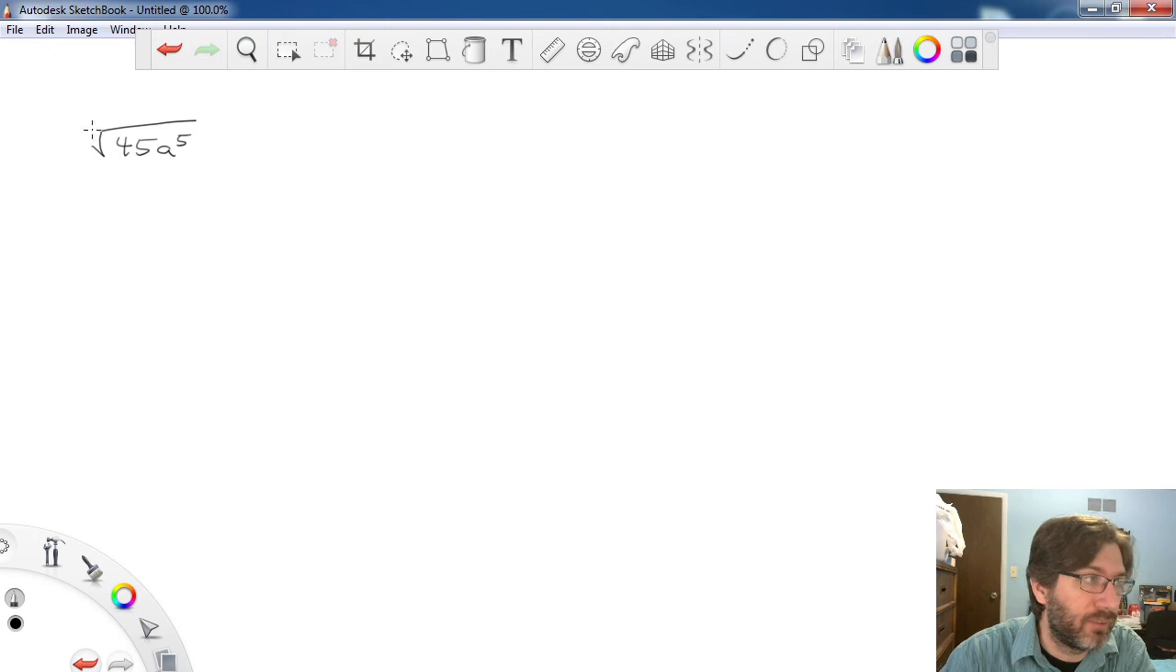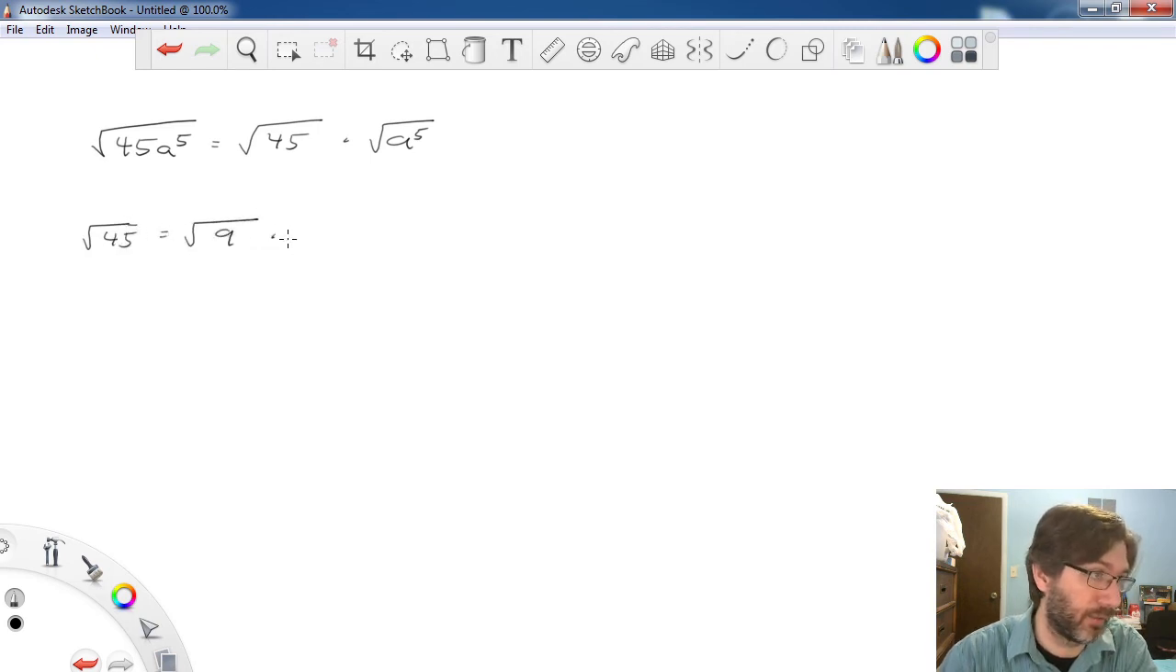So I'm going to break this up into its factors. I need a factor of 45 that's a perfect square, and I need a factor of a to the 5th that's a perfect square. So I am going to pull this apart and look at it like this. However, I need to pull each of these apart and do it with each of these. So I might as well just do it all together. You're more than welcome to, because once you get to the variable, it's actually pretty easy. But over here, we have 45, and we know the square root of 45 is going to be equal to square root of 9 times the square root of 5.